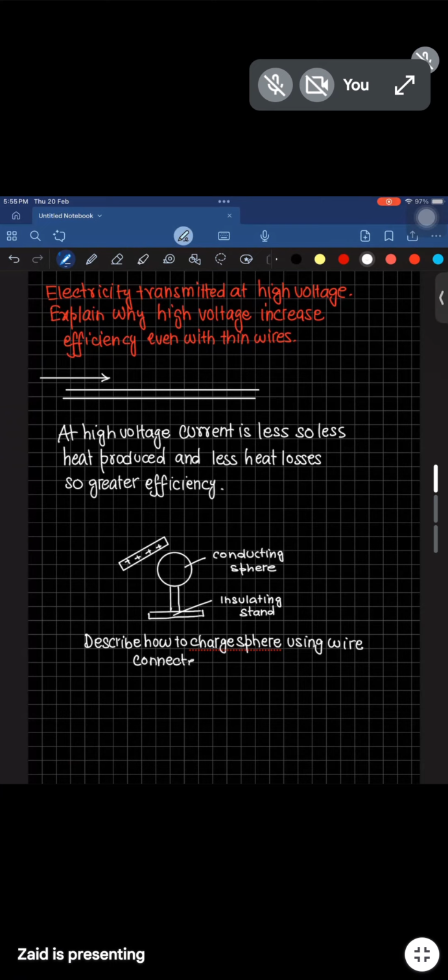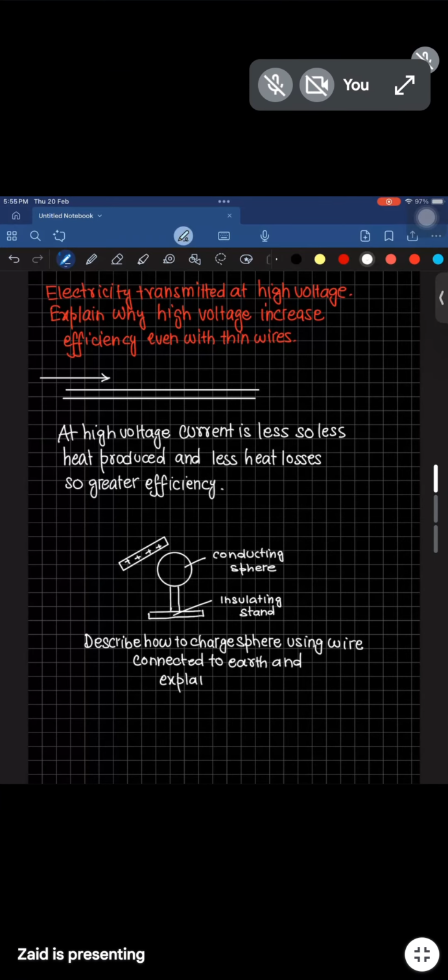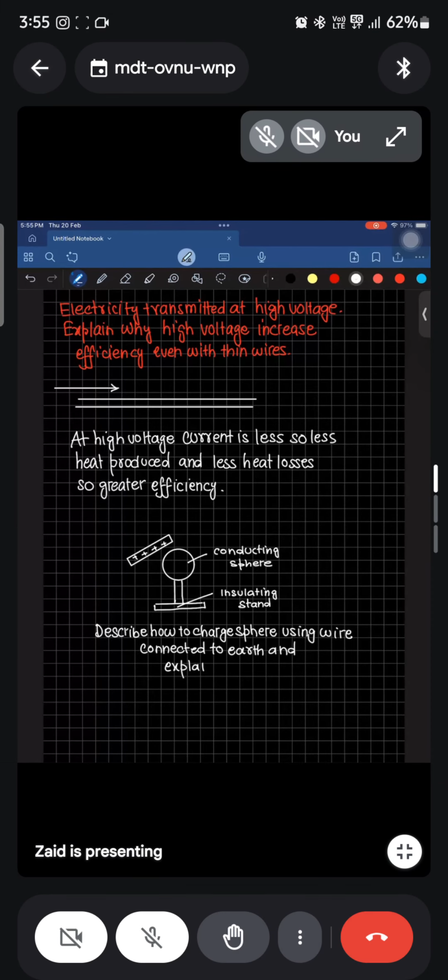And explain whether it is going to be positively charged or negatively charged. I've just written the question over here. Can you see it?